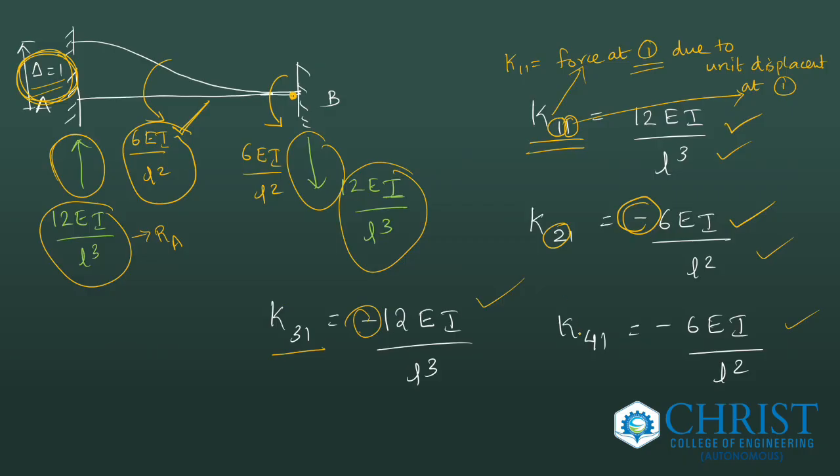Now K41. Force at 4 due to unit displacement at 1. Fourth position is rotation, that is fourth system coordinate, that is this one, moment value. It is given as 6 EI by L square. Now this is anti-clockwise, but the fourth system coordinate is clockwise. So a minus sign is also given. So minus 6 EI by L square. So we got four terms.